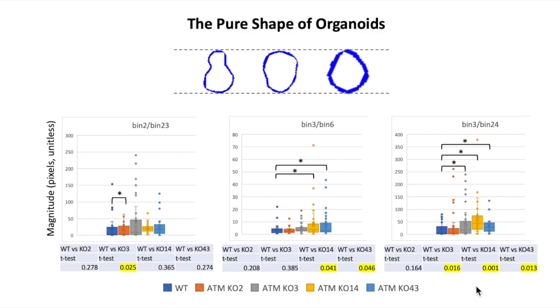And here you can see that these two ratios, first one bin 3 over bin 6 and bin 3 over bin 24, do a good job of capturing the difference between the wild type group in blue and the knockout lines 14 and 43, which are yellow and blue. And thus, by measuring pure shape, we find robust differences that are statistically significant.